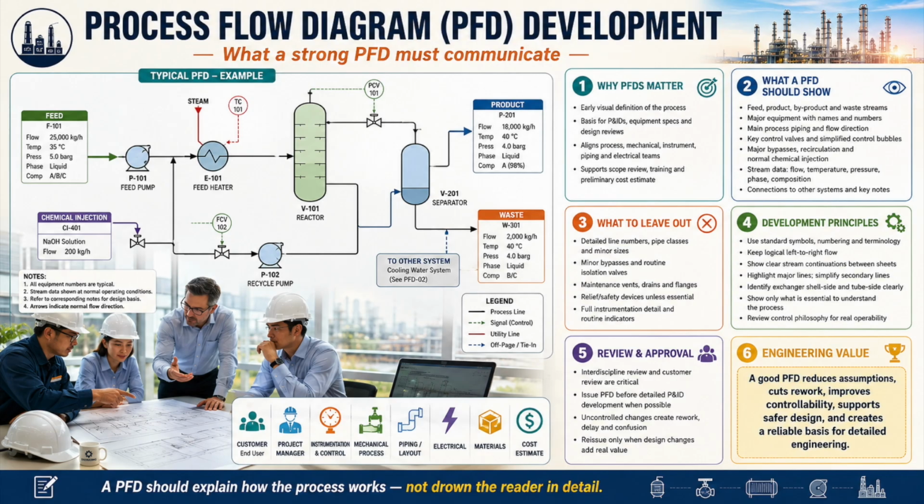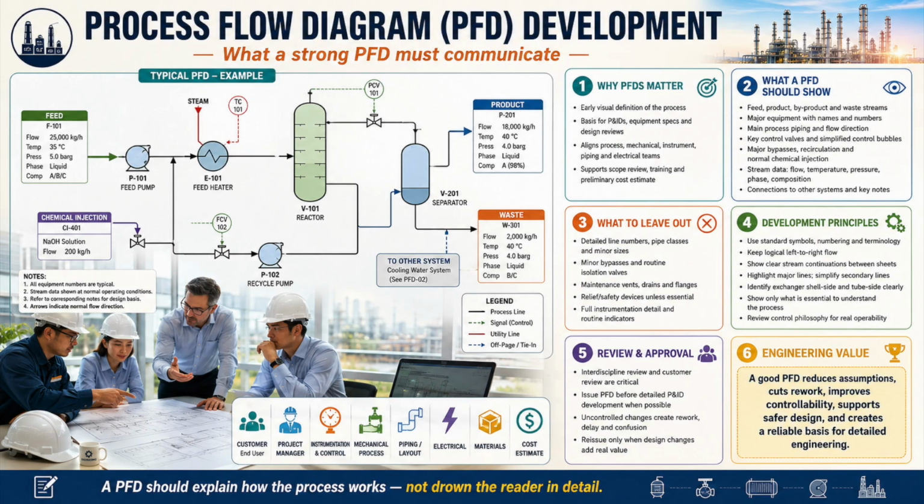Line hierarchy is equally important. Show major process lines in a bold line weight. Use lighter lines for secondary connections. Mark stream direction clearly between equipment items. Include minor lines only when they are essential to understanding normal operation. Where a line is installed but normally has no flow, identify it clearly as normally no flow. This prevents reviewers from interpreting it as an active process path.